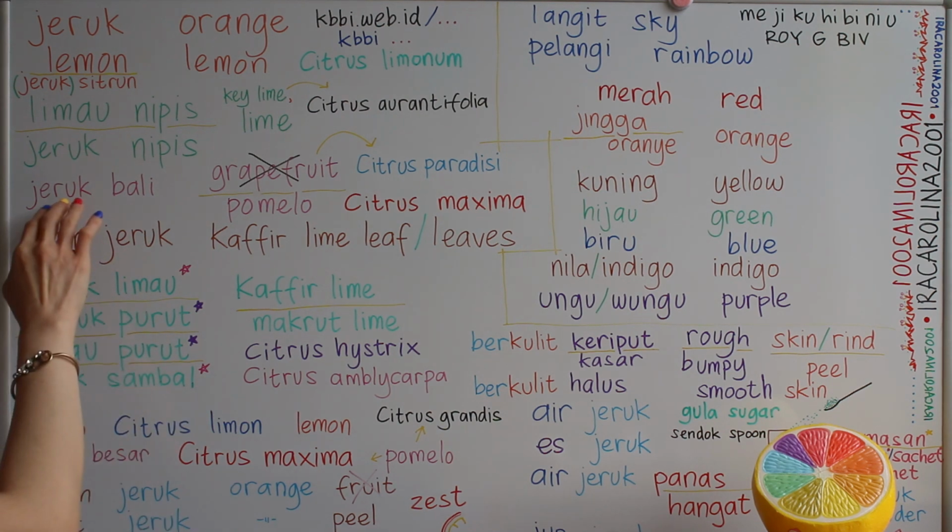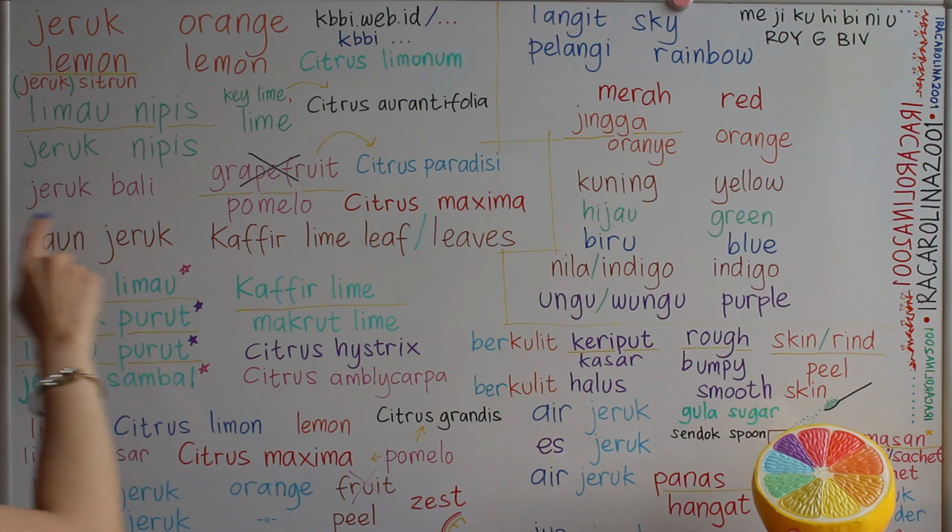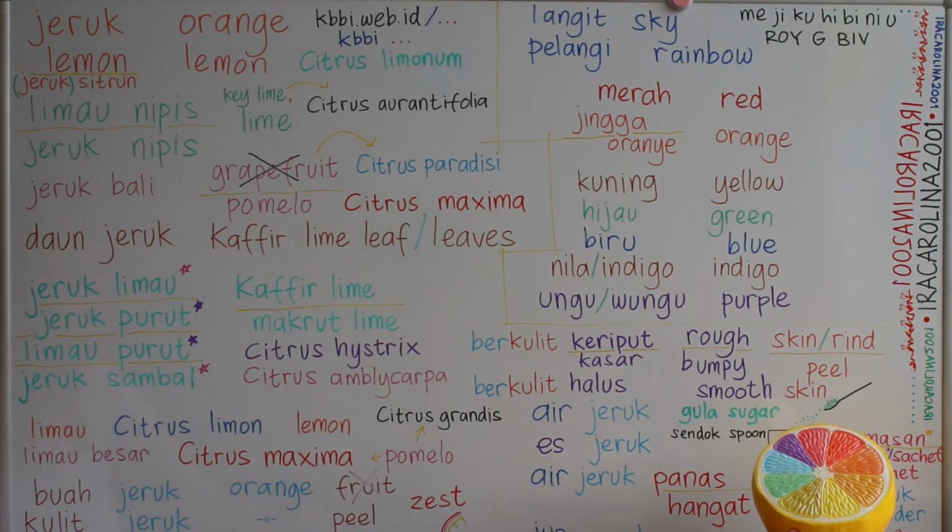And this is the common one, jeruk Bali. But based on KBBI, I also find limau besar. Besar is big. Limau besar for pomelo. But the common one is jeruk Bali. KBBI states Citrus maxima for limau besar, same as jeruk Bali. But based on the internet, pomelo is also for Citrus grandis.